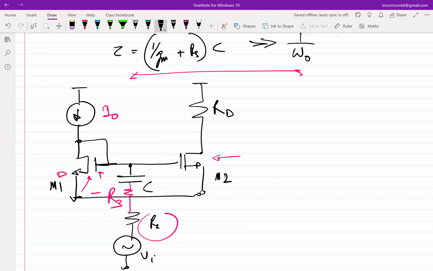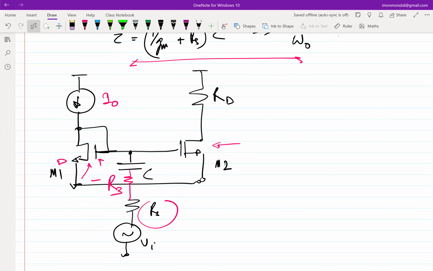So let's look at the incremental network, and see whether this is going to help us. If I draw the incremental network, while I'm trying to figure out what this VGS will be, I don't need M2 because M2 is not affecting VGS. So I just disregard M2. So what am I saying? The capacitor is shorted. I have R3.